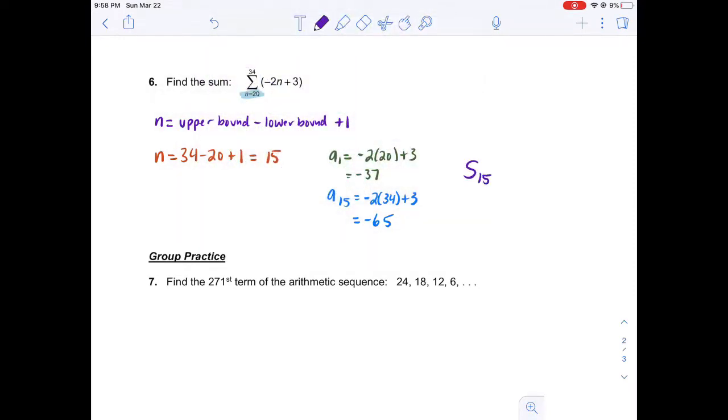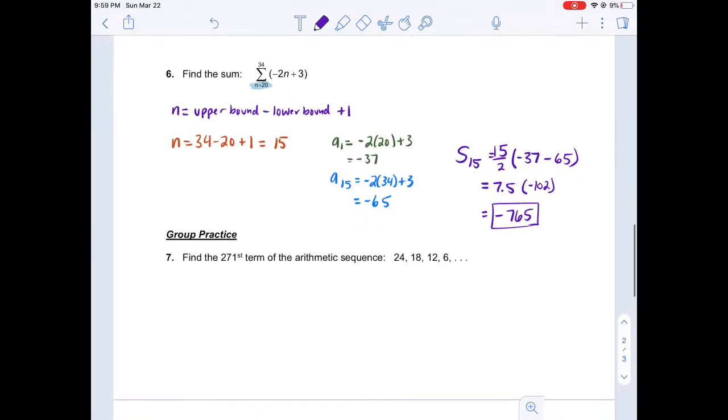So the partial sum S15 of 15 terms of this sequence will be n, which is 15 over 2, we're adding up 15 terms, times the first term in the sum, which was negative 37, that happened at n equals 20, and then plus negative 65, or I'm just going to write it as minus 65. 15 divided by 2 is a fraction, or 7.5, and then negative 37 minus 65 is negative 102. Multiply those together, and that gives us a partial sum of negative 765.